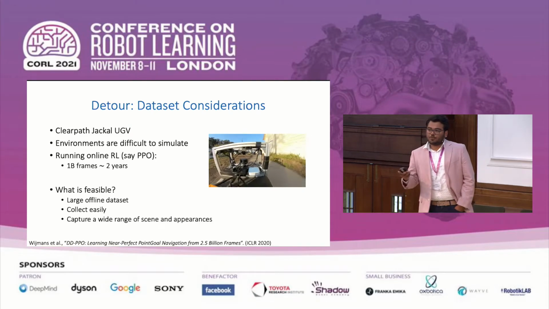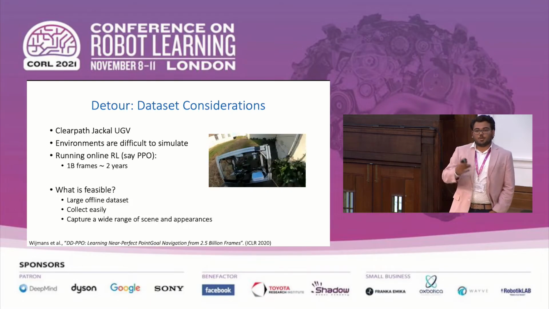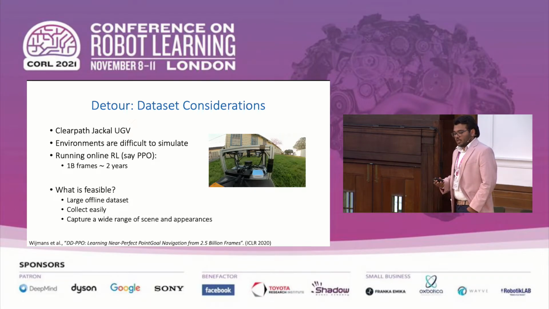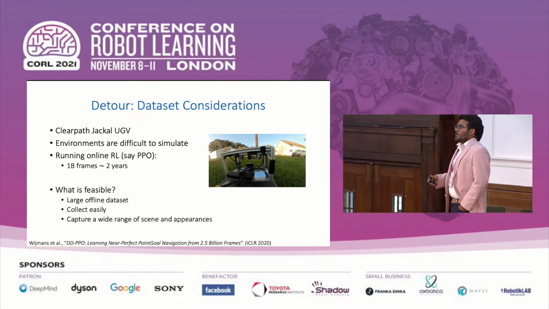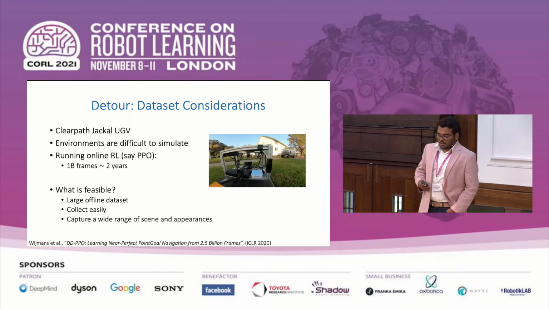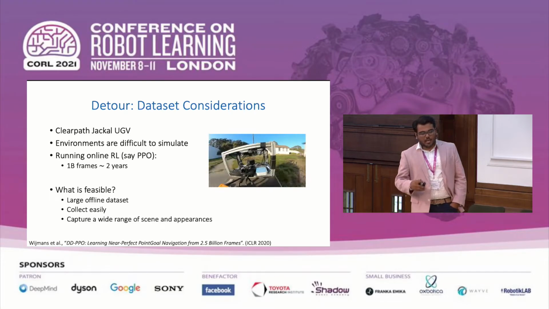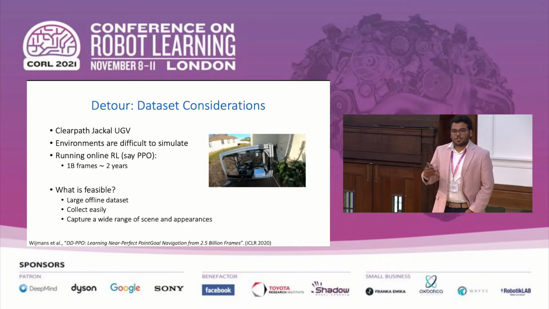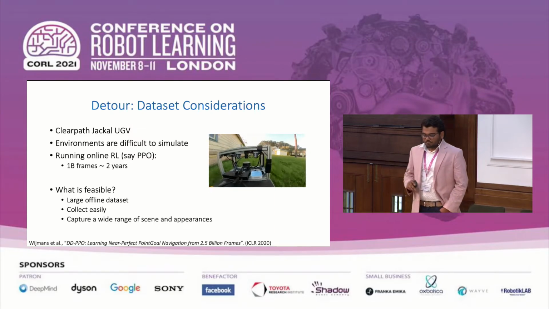So what is feasible if you want to collect a real-world data set? Well, you want it to be large. You want it to be a large offline data set that has a lot of variety. You want it to be collected easily, and optimistically, it should be collected in an autonomous fashion so that you can kind of rest in the shade and not be too worried about it. And it should capture a wide range of appearance changes, scenes, weather changes, obstacles, and so on.